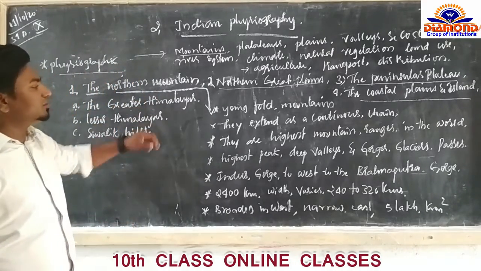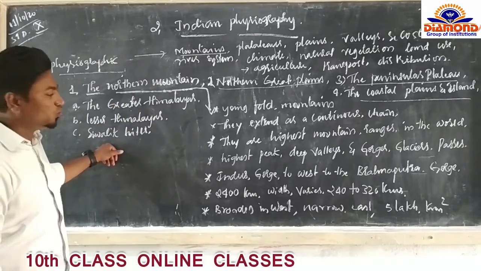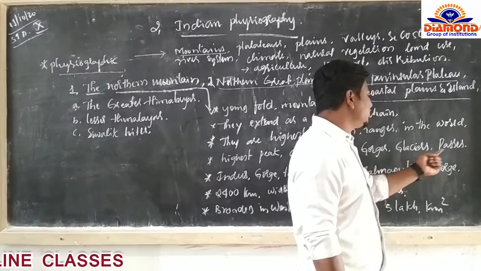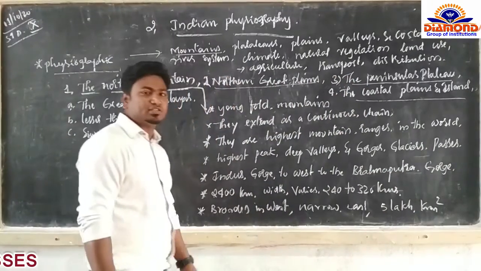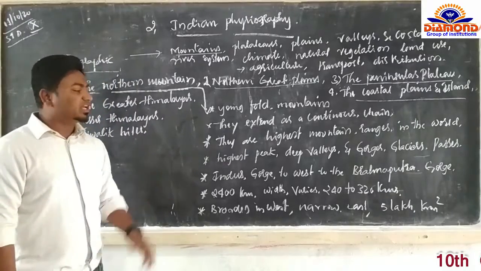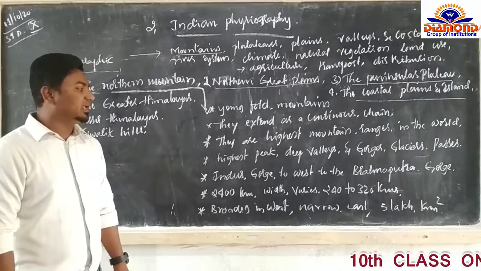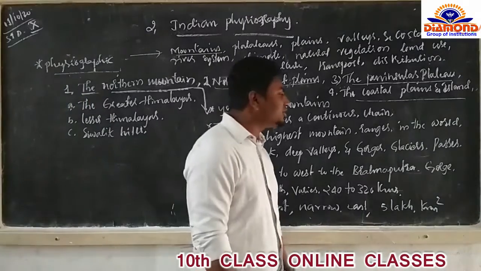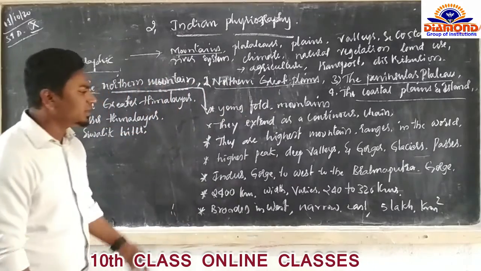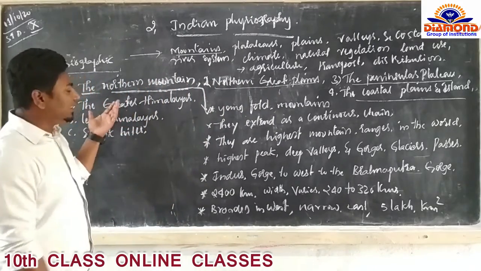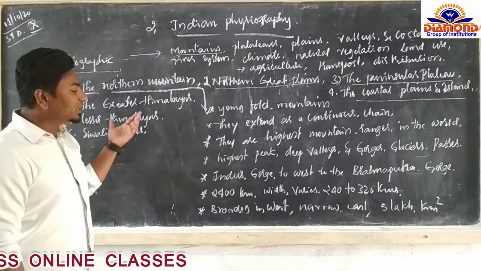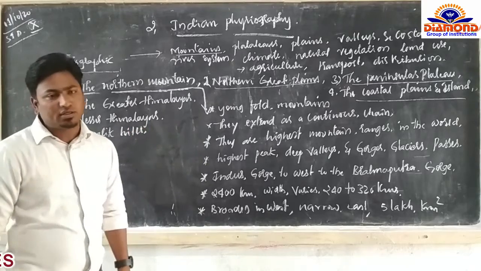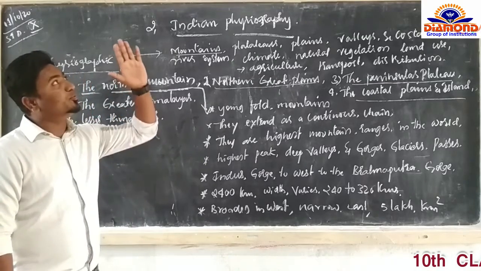So these northern mountains are called the highest mountain range in the world. Highest peaks, deep valleys, gorges, and glacial passes we see. In this northern mountain, you can see the gorges, the rivers, the flowing of the water at the very top.